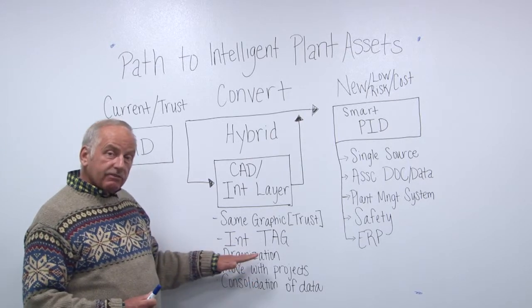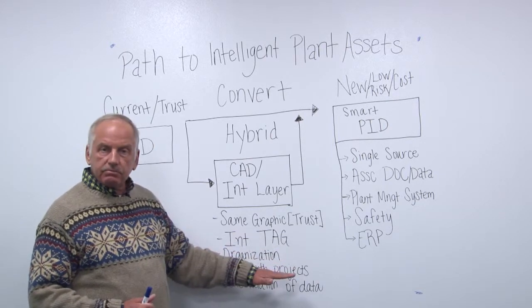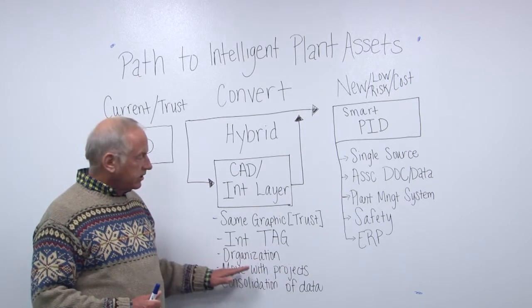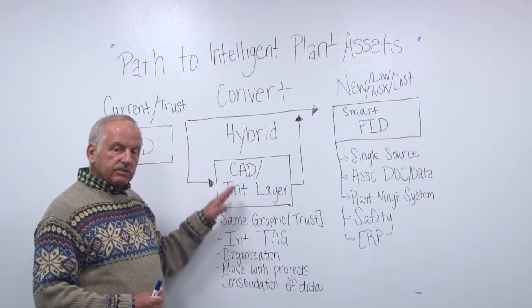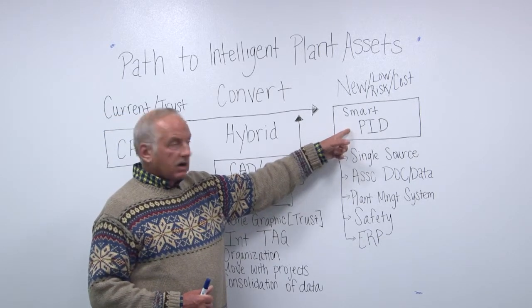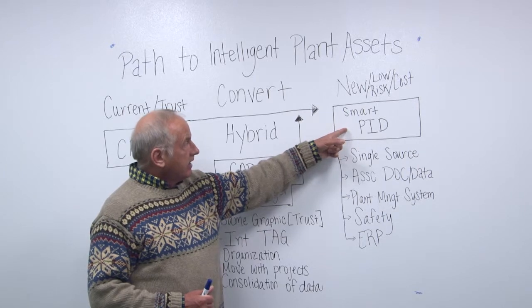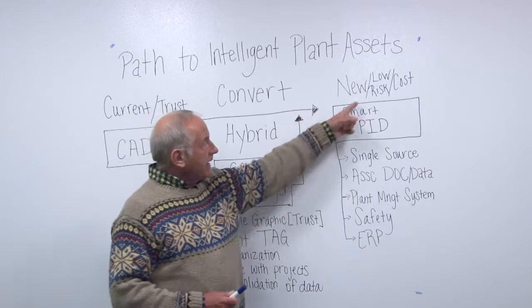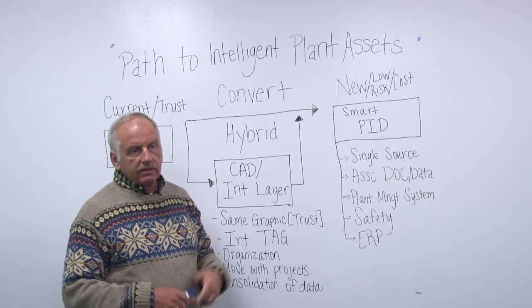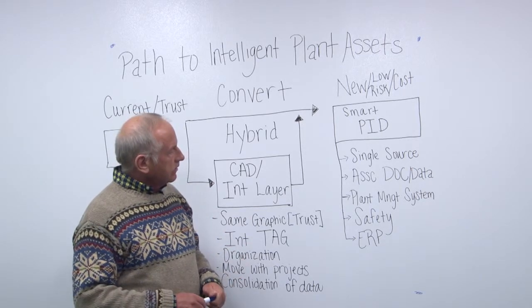And then when you have a project, like a revamp or overhaul of a certain unit, you can use that opportunity to slowly move that particular set of P&IDs to the fully smart plant, smart P&IDs. And we believe that when you go down this path, you have a lower risk and a lower cost than when doing a complete conversion.